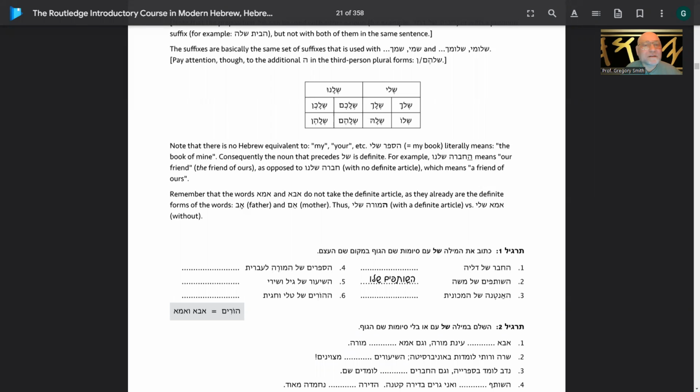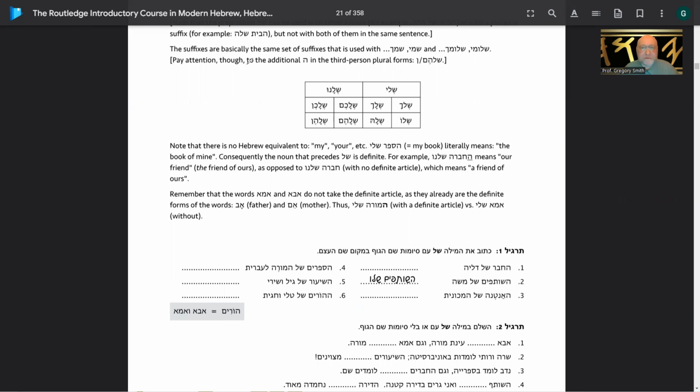Okay, let's see here. Now we've got Orim, the teacher, or the parents rather. Parents. Hahorim as parents equal Abba, the Ima. So father and Ima, the Ima is mother. Okay, so the parents equal father and mother.